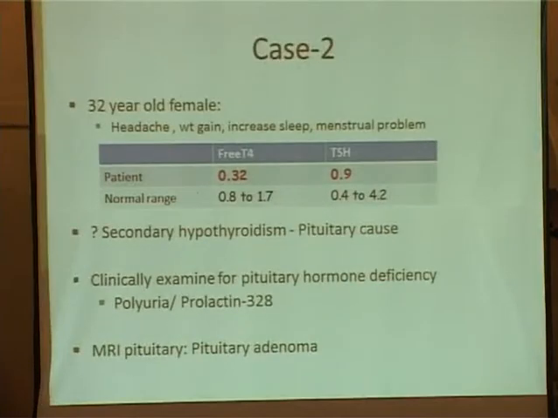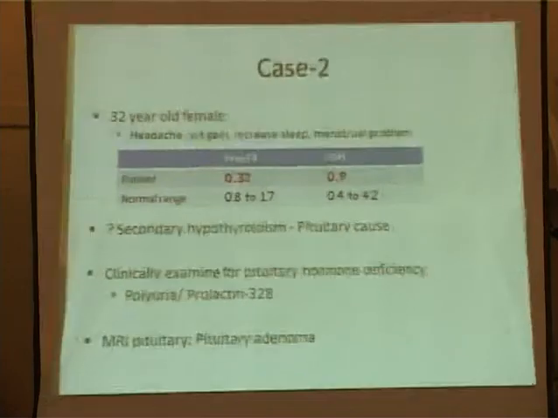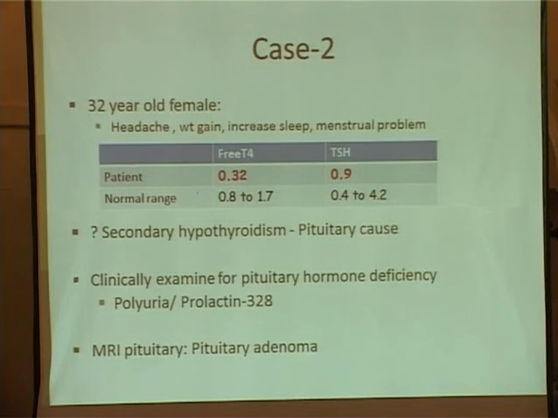I think there will be a photo of that. Yeah, this is much easier. I think I skipped one slide. Yeah. What is the catch point here? A 32-year-old female, she also comes with a headache, weight gain, sleep and menstrual problems. T4 is low. TSH, you can see that it is normal.